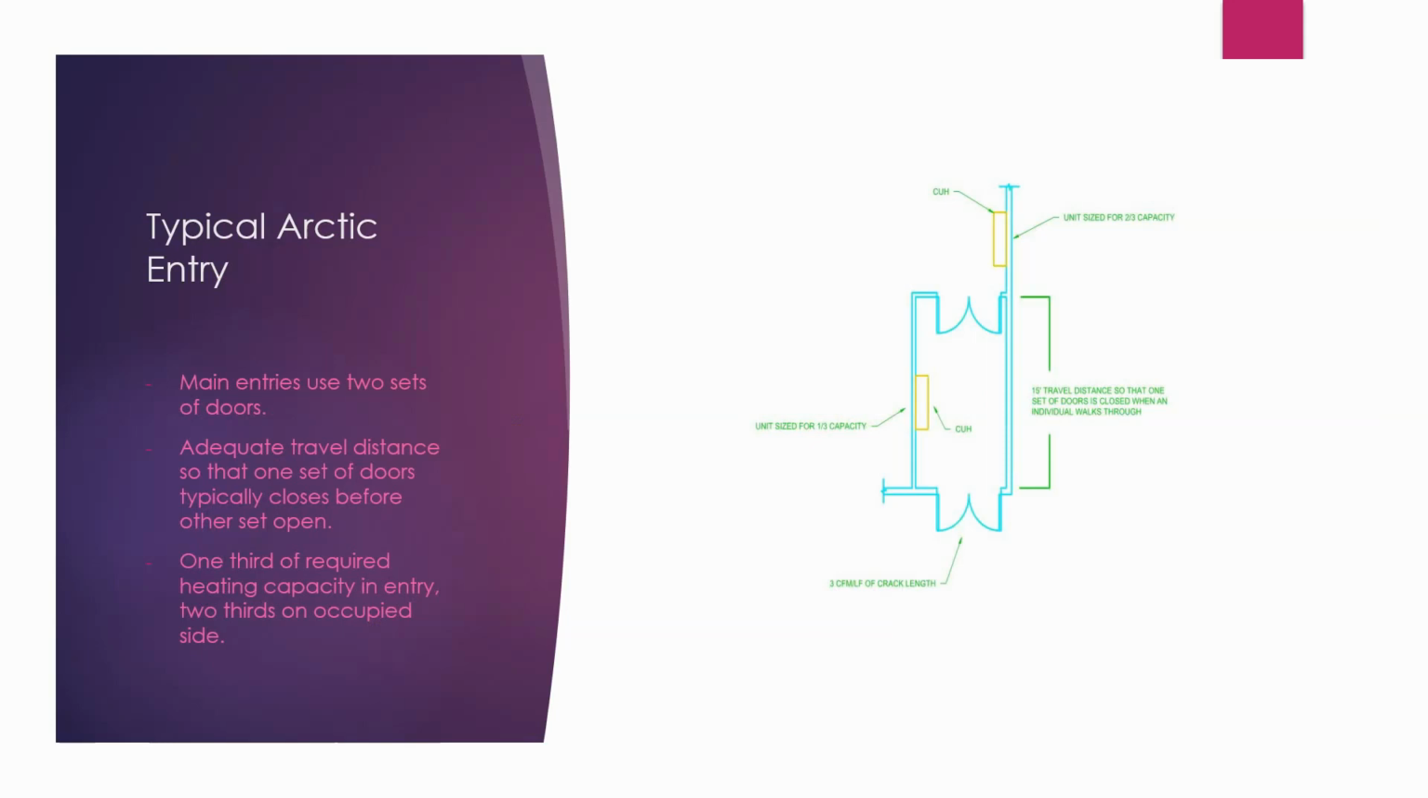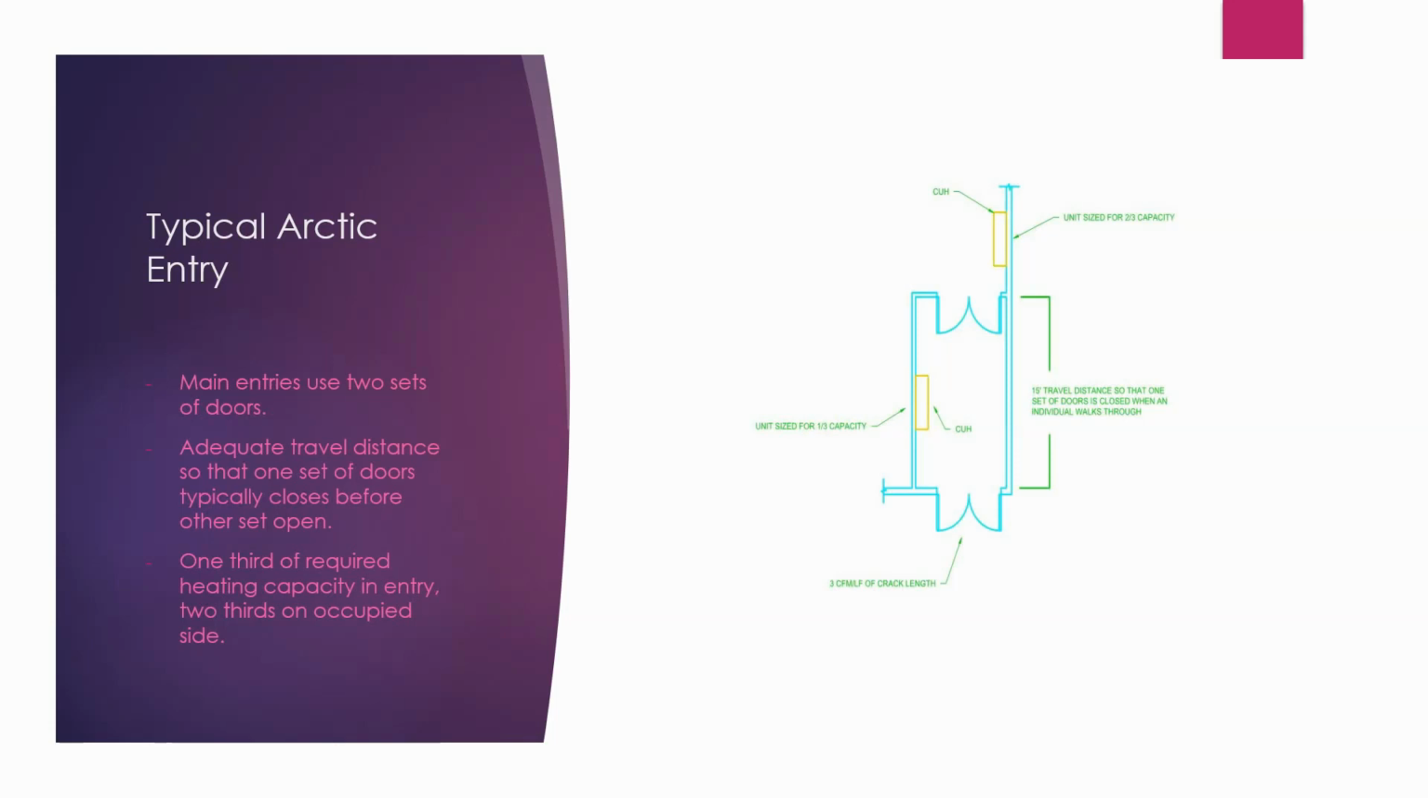The distance between those doors should be about 15 feet so that one set of doors has time to close before the person walking through this entry gets to the other doors. And that doesn't happen all the time. You can have multiple people accessing it, but in general, you just have one set of doors open at once.